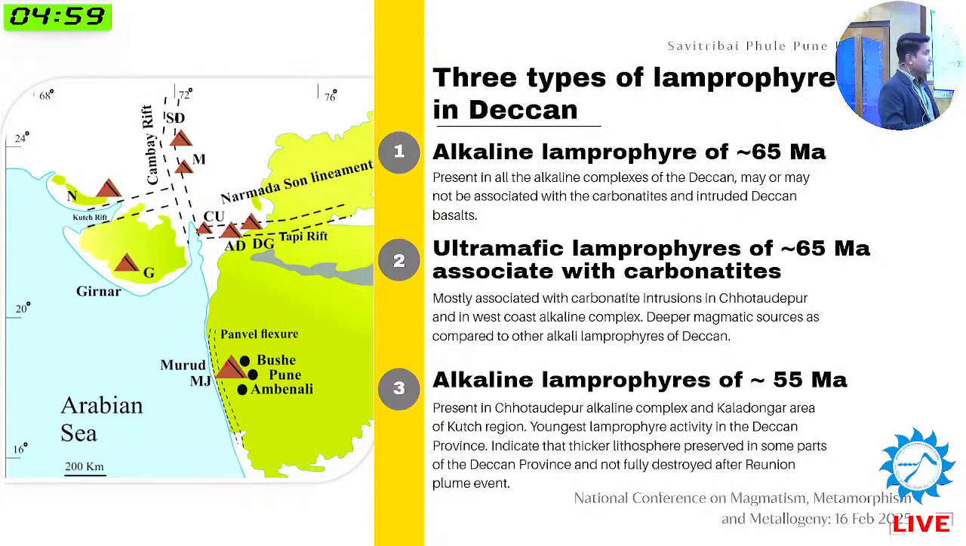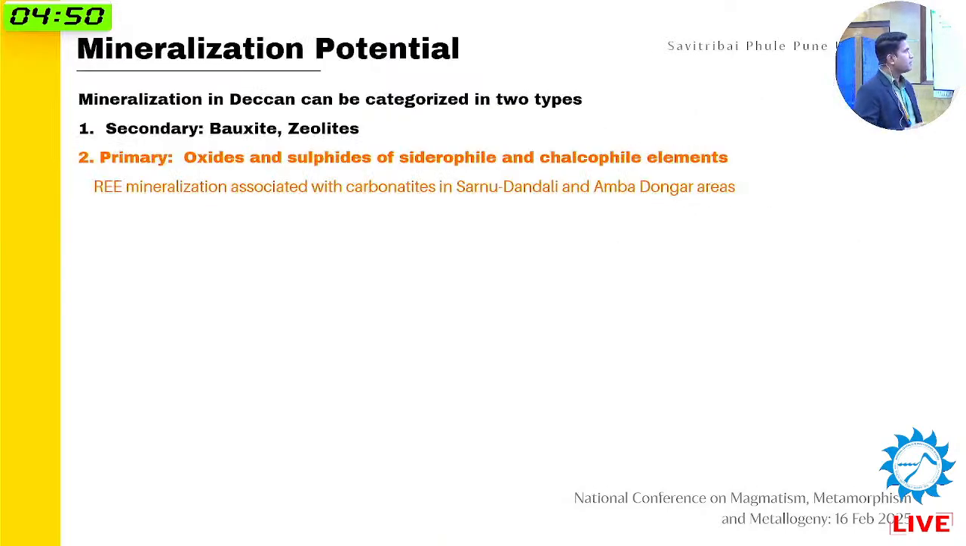This magmatism indicates that thicker lithosphere was preserved in some parts of the Deccan province and not fully destroyed after the Reunion plume event.